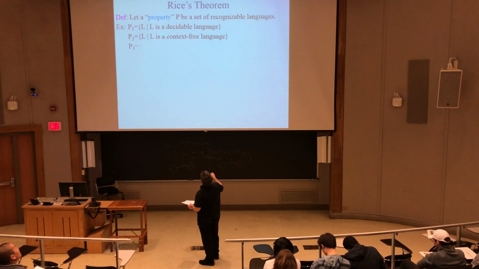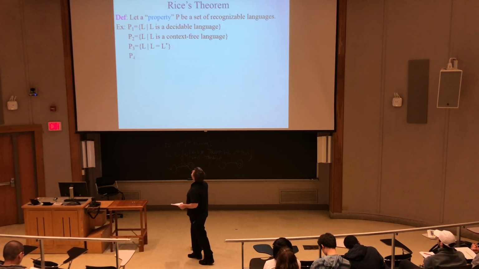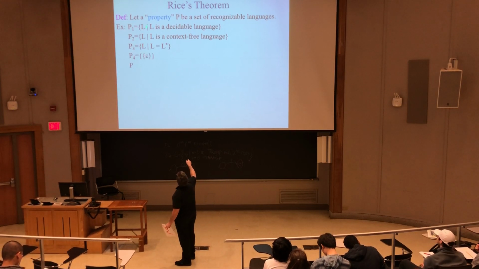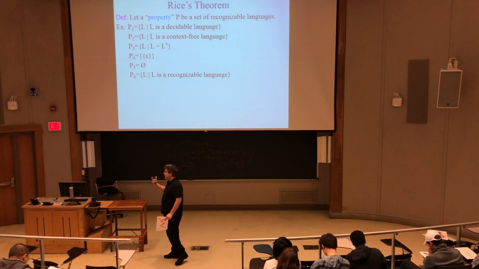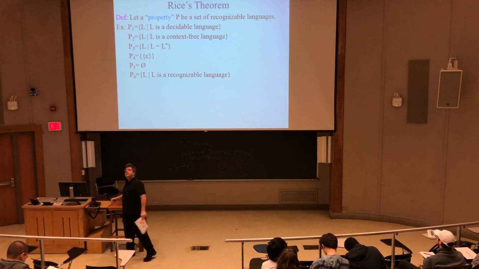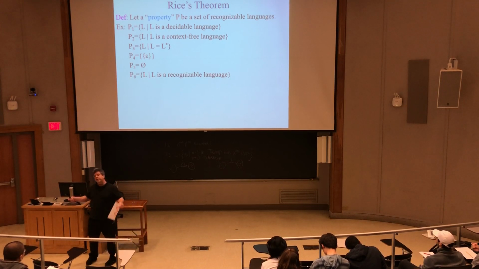So we define a property to be a set of recognizable languages. For example, property 1 could be all the languages that are decidable. Property 2 could be all the languages that are context-free. So a property has a type: it's a set. A set of what? A set of other sets, where each one is a language. So it's a set of languages.